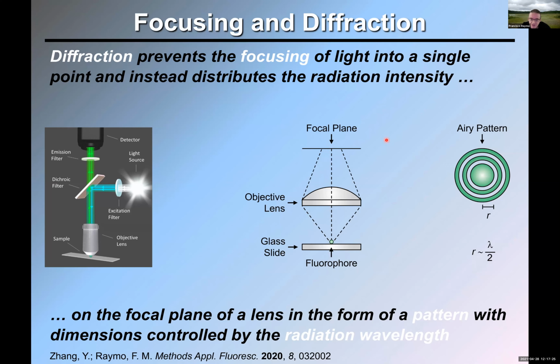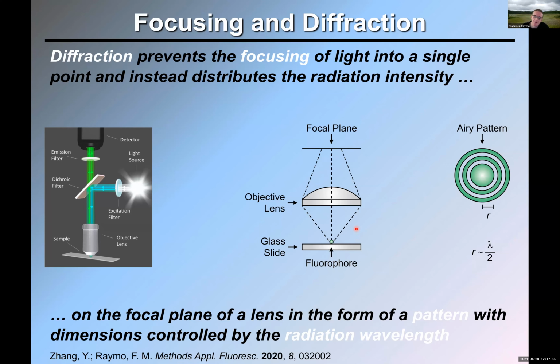Now, it is not possible to focus light with a lens without diffracting it also. Diffraction goes along with focusing. And the problem is that on the focal plane, the fluorescence will show up as a diffraction pattern. So even if you have just one molecule here, a tiny little molecule, it will look like a large pattern on the focal plane. And the dimensions of the pattern are mostly related to the wavelength of the light that is emitted.